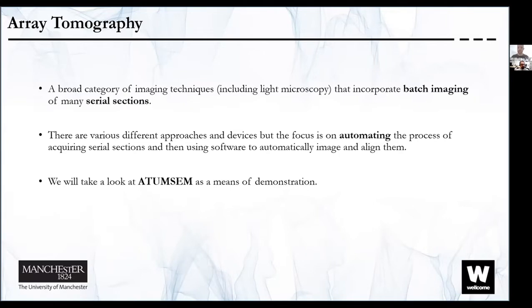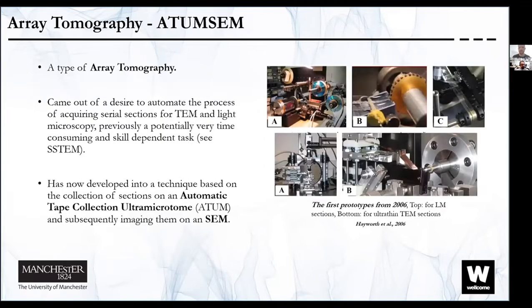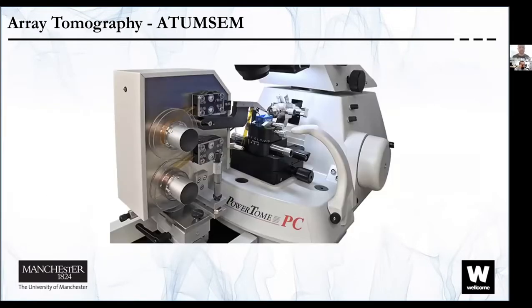So we're going to take a look at ATUM-SEM, which is the most popular method of array tomography in electron microscopy. ATUM started out life as, ATUM stands for Automatic Tape Collection Ultramicrotome, which should give you a good idea of what's happening. Essentially just a machine that you attach to an ultramicrotome that, for both light and electron microscopy, will collect the sections for you and store them safely. And then you can go about imaging these sections, in the case of electron microscopy, inside the chamber of a scanning electron microscope, and have software do the imaging for you, or a lot of it, and massively increase the throughput. So this is what one of the machines looks like.